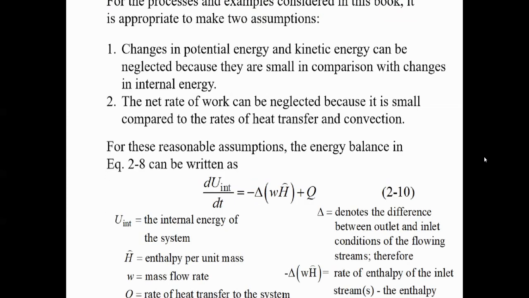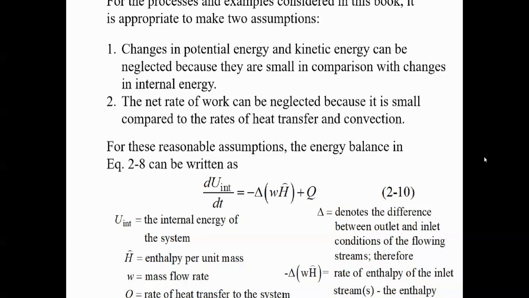Okay. So in this case, for the processes and examples considered in this topic on mechanistic modeling, it is appropriate to make two assumptions. One is that the changes in potential energy and kinetic energy can be neglected because they are small in comparison with changes in internal energy. And the second assumption is that the net rate of work can be neglected because it is small compared to the rates of heat transfer and convection.